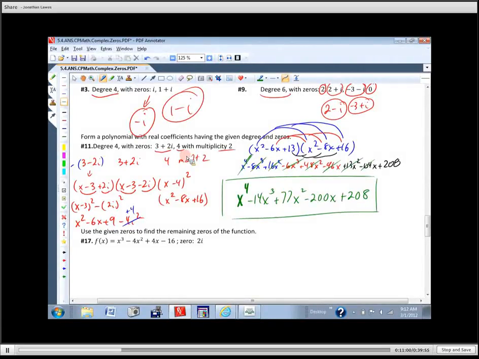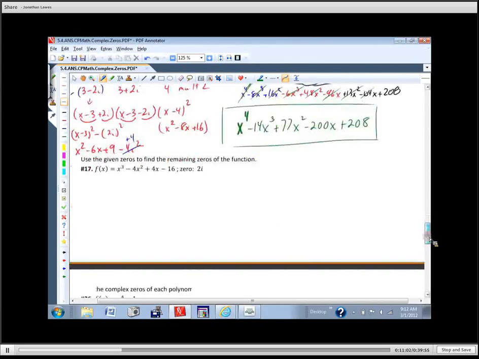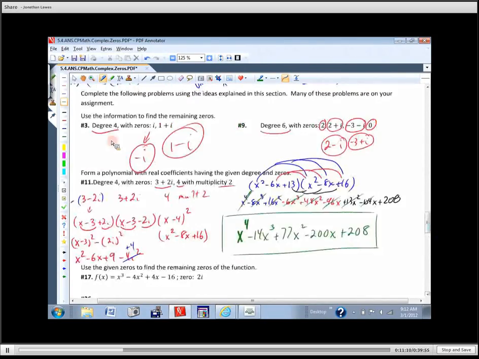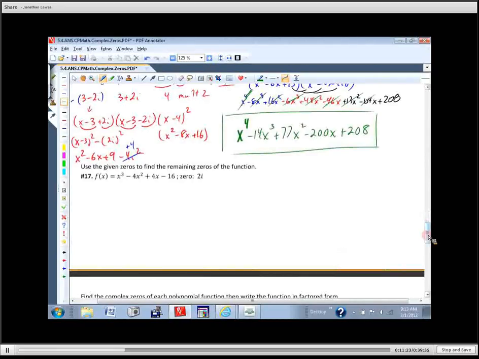Good. Okay, let's get back to the good stuff. Ready? Okay, if you'll notice, problem 3, piece of cake. Problem 9, piece of cake. Problem 11, not that hard, just a pain in the butt, right? Okay, take a look at number 17. I think this is a little easier than number 11, but you've got to use your head.